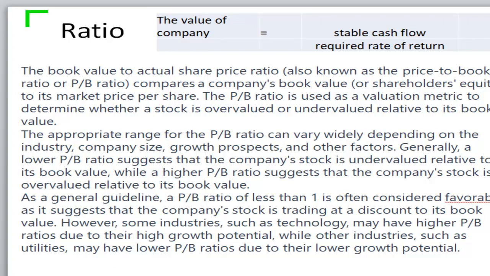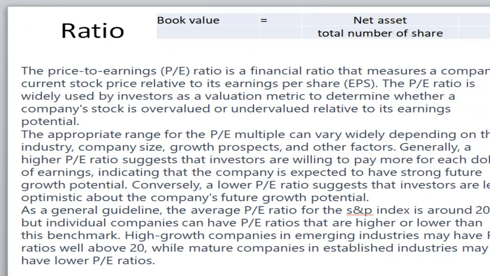The next ratio is the value of the company. This is given by stable cash flow by rate of return. The price of the share to book value suggests whether the company is overvalued or undervalued. There are many ways to calculate it. What is the book value of the share? Book value is nothing but the net asset, the total assets of the company divided by the total number of shares. If we consider the book value of the share and the actual value, which is the market price, we will be able to understand whether the share is undervalued or overvalued.